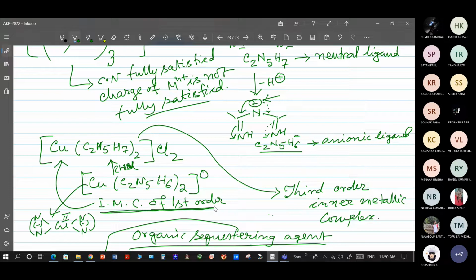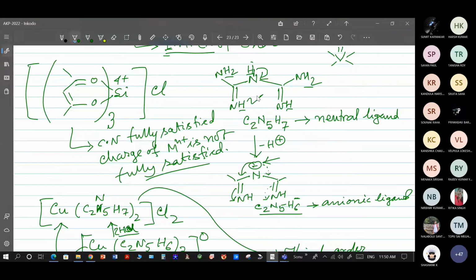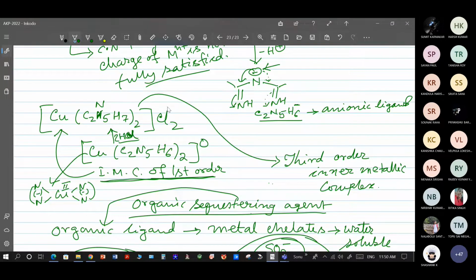Now if you simply protonate this inner metallic complex by adding some HCl, the anionic donor atoms embedded on the ligand frame will get protonated to make C2N5H7. So this is C2N5H7 on the top one, where your proton is there. At that time, for charge neutrality, you require 2 chloride anions, and those will be outside the complex entity. So you can take an inner metallic complex of first order and protonate it somewhere on your ligand frame, so that it becomes a water soluble complex. That will be called a third order inner metallic complex.